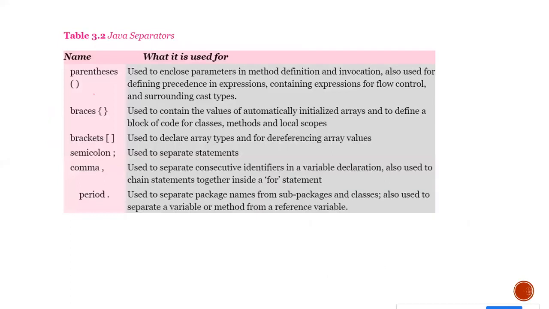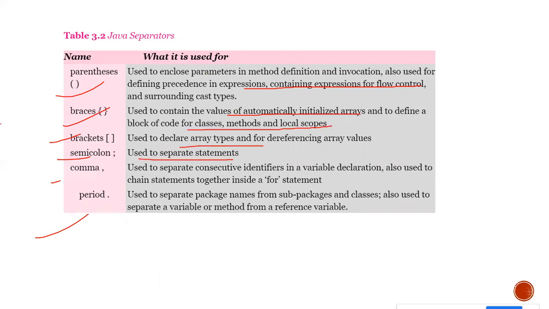So separators, what are all these separators? Parentheses, braces, brackets, semicolon, comma, period. So where will we be using the parentheses? Parentheses are for enclosing expressions and for flow control statements; braces are for automatically initialized arrays, classes, methods, and local scopes. The square bracket is used to declare array types.